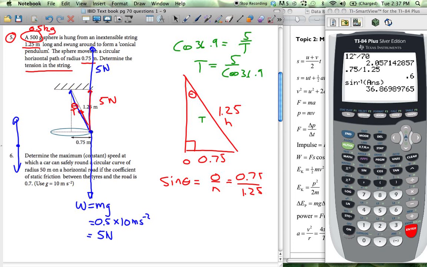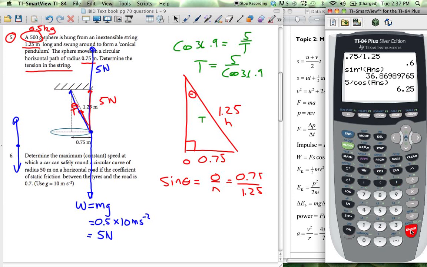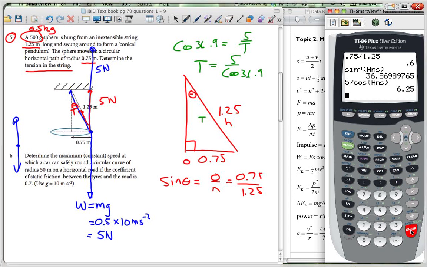So let's put that in now to our formula. So we're going to get the cos. Now you see I've already got that value here, so I pull in my answer. That's useful because I'm still working with a really accurate value. Let me clear that, because I actually wanted 5 divided by the cos of my answer, and there we have it, 6.25. So the tension that I've got is 6.25 newtons.